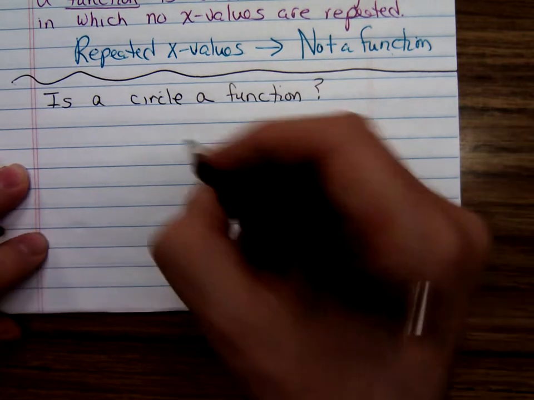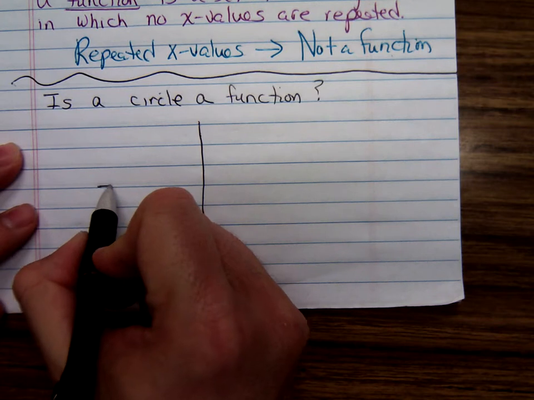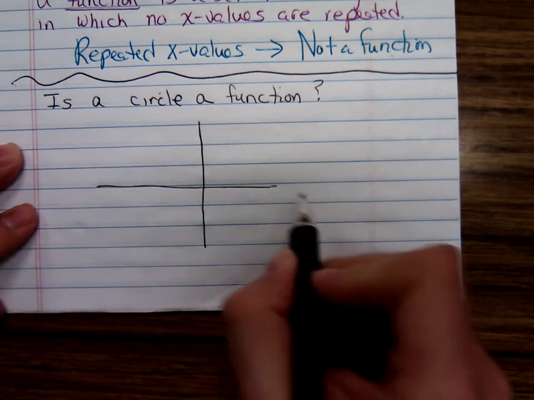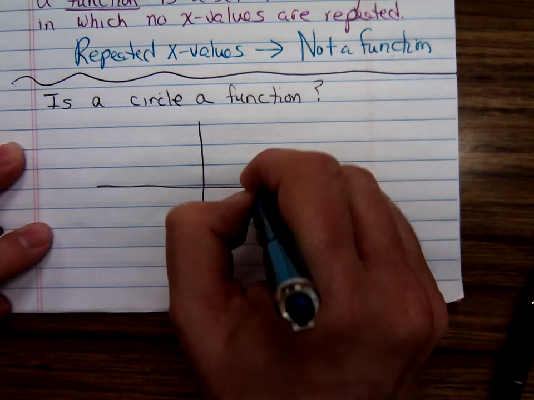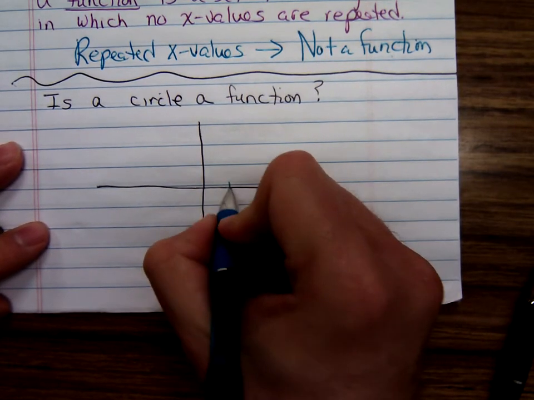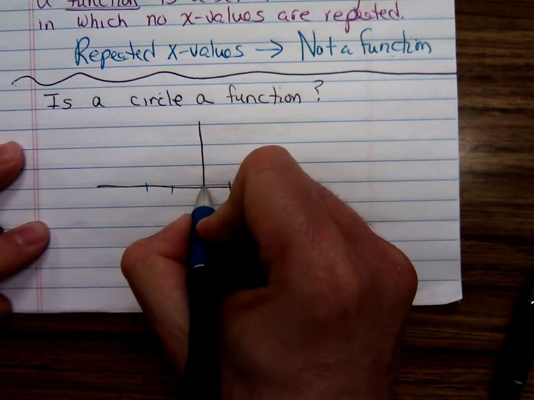Well, I'm just going to draw a graph of a circle, and we'll look at that to decide if a circle is a function. Let's suppose I'm going to try to draw a circle centered at 0, 0 with a radius of 2. So I'm going to pretend I have a compass up here.